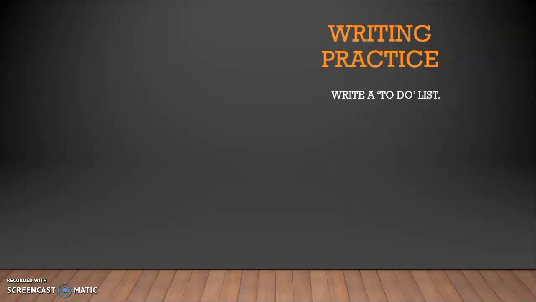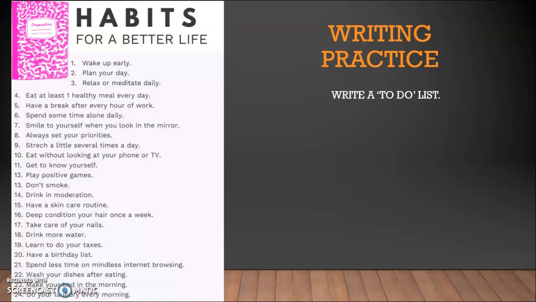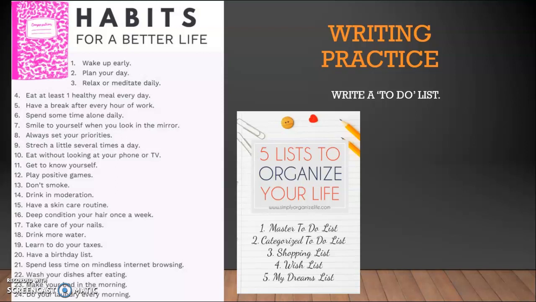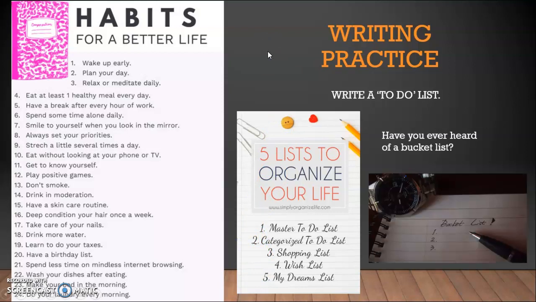So for those of you who'd like some writing practice, I think a good way to practice your imperatives is to write a to-do list. Here's an example of some to-do list things. Lists are great so that you could do a master to-do list or a wish list. A shopping list does not fall into this category, but the other ones do. And of course, there's the bucket list. So a bucket list is a list of things that you would like to do before you die.